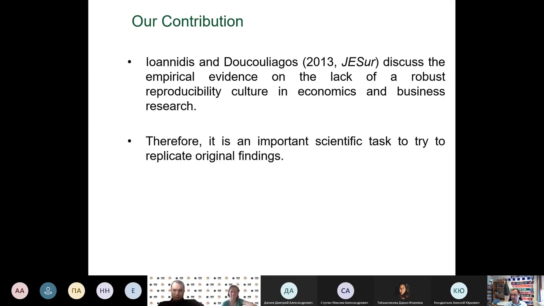And for example, in business and economics, Ioannidis and Doucouliagos discussed the empirical evidence on the lack of a robust reproducibility culture in economics and business research. And it's an important scientific task to try to replicate original findings.